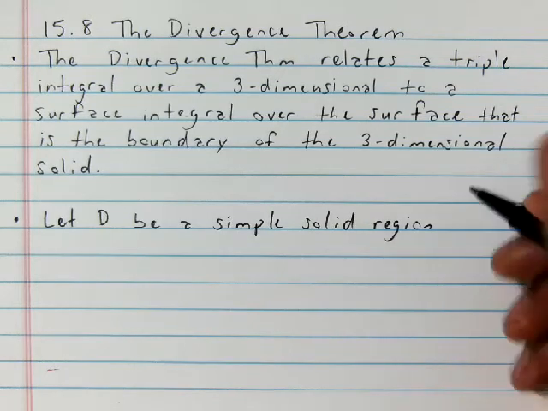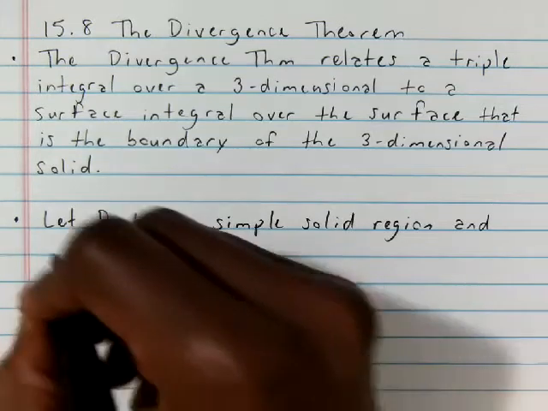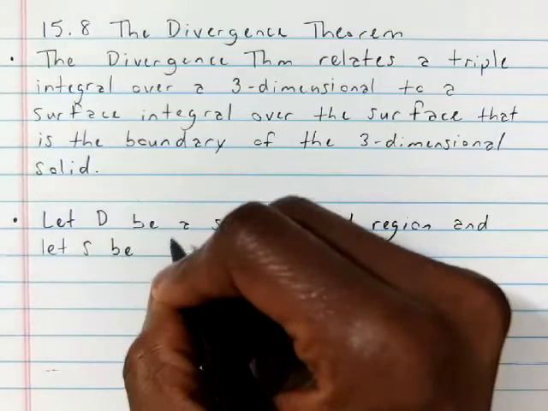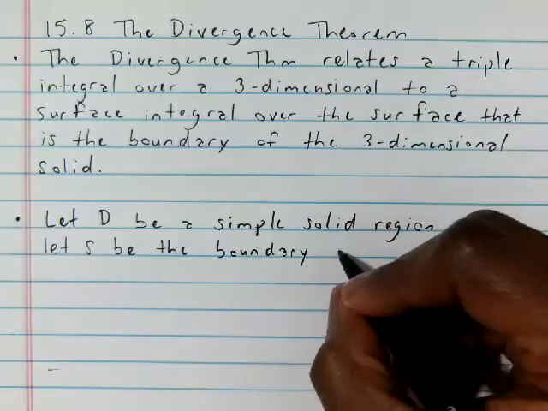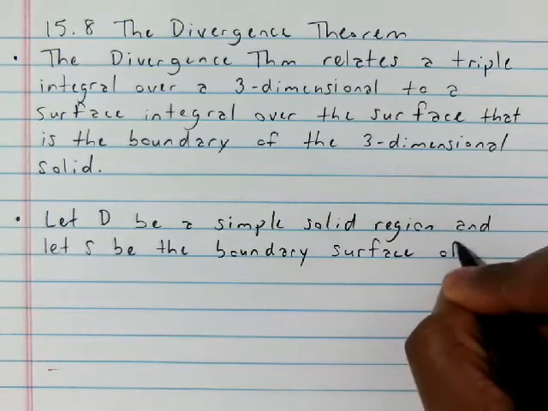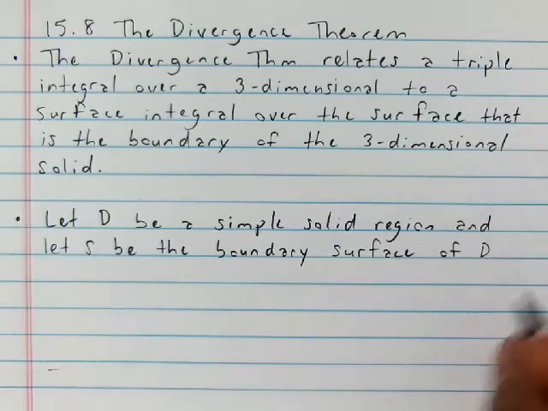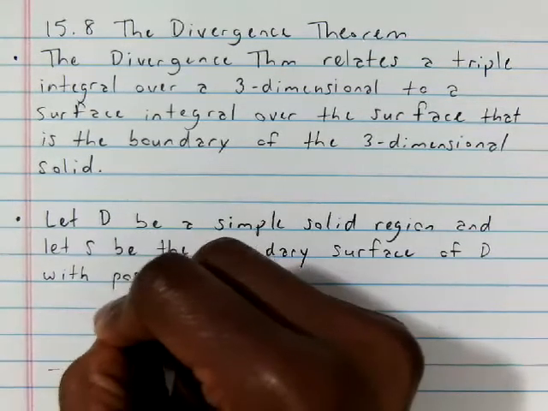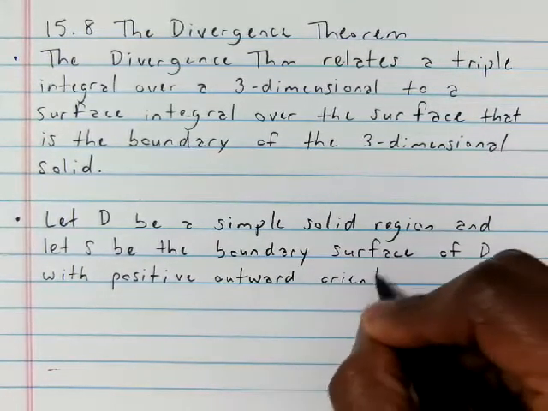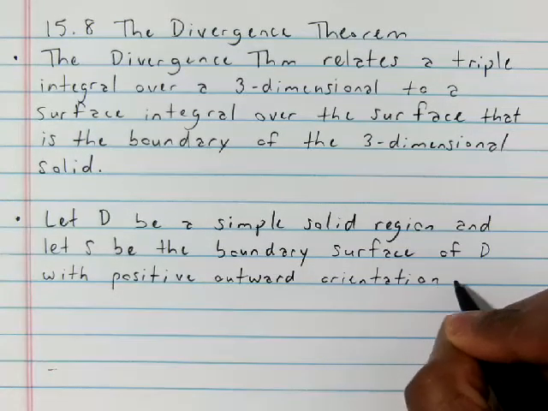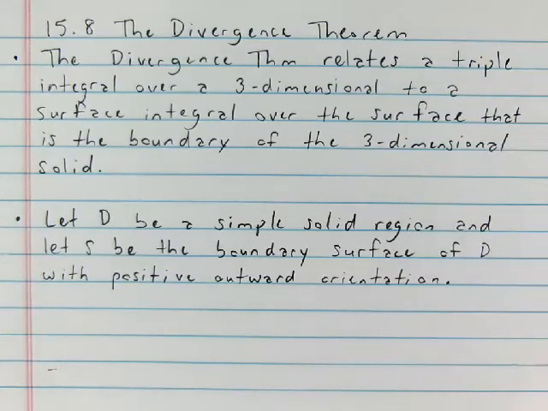So let D be a simple solid region, and let S be the boundary surface of D with positive outward orientation. So whenever we have a solid, imagine, say, your textbook, for instance. Your textbook is a three-dimensional solid. The cover of your textbook would be like the surface. If you just imagine the outside of the textbook, that's the inherent boundary surface.